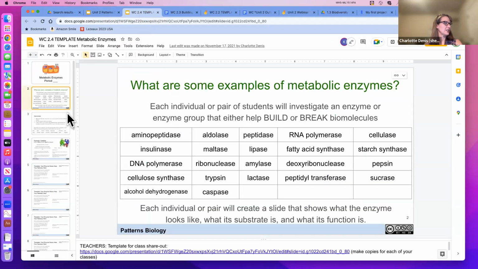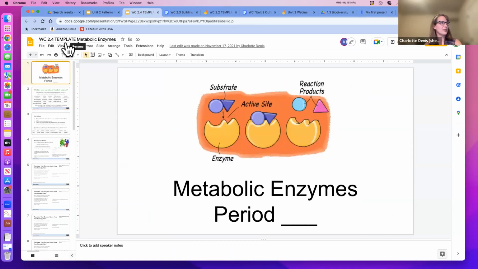Okay, so yeah, we're looking at this. This is one of these, this is an example. Whenever it says template in the title, you as a teacher would need to make copies of this slideshow, one for each of your classes.